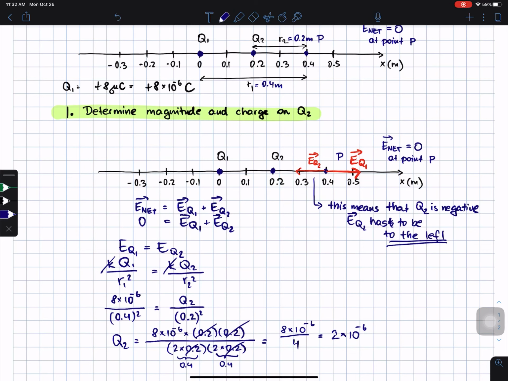Now, you notice here that if you follow the formula, you will get what appears to be a positive number. But again, in this case, we can't use this formula to determine the sign. It has to be the vector diagram that tells us that. So what we're going to say is that this is only the magnitude. We know that charge 2 actually has to be negative 2 times 10 to the power of negative 6 coulombs. So that's the first bit of it.